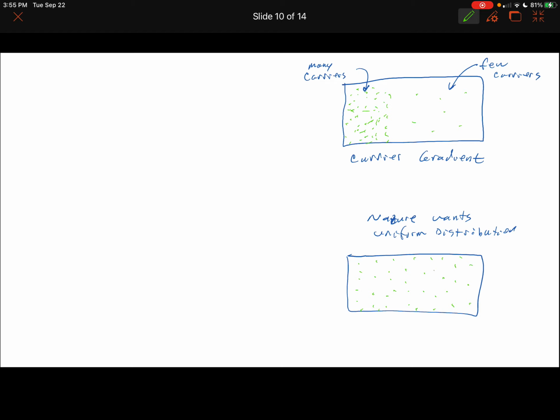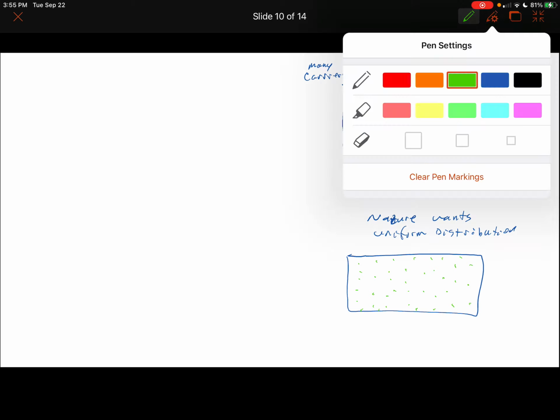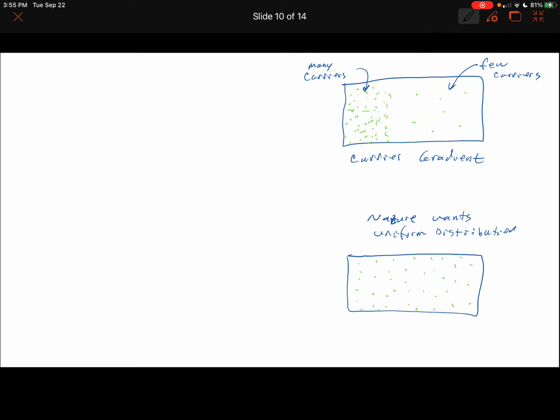Maybe that's roughly speaking uniform. Nature wants it to be uniformly distributed. Nature wants to have all these carriers spread out. So if we have, for some reason, a whole bunch of carriers on one side of a semiconductor and a smaller number on the other side, then that's going to cause these carriers to flow. This heavy concentration is going to move in the direction of this low concentration until it achieves this situation of uniform concentration. That's what nature wants to happen. And that means there'll be a current flowing due to diffusion.